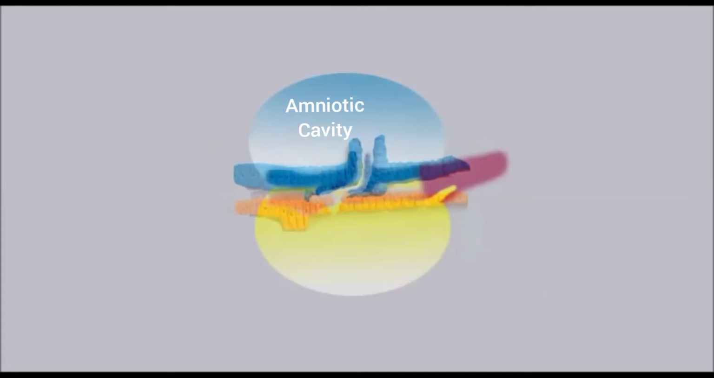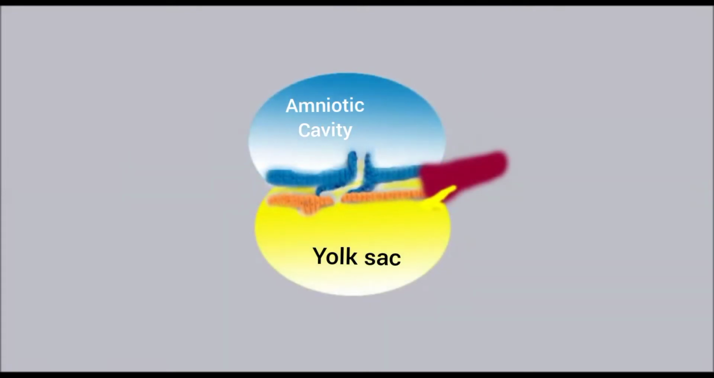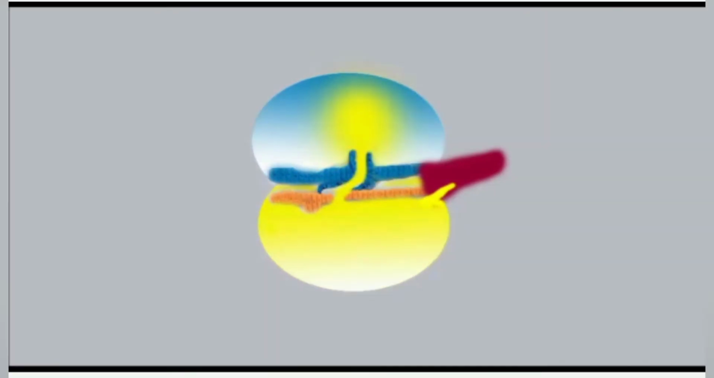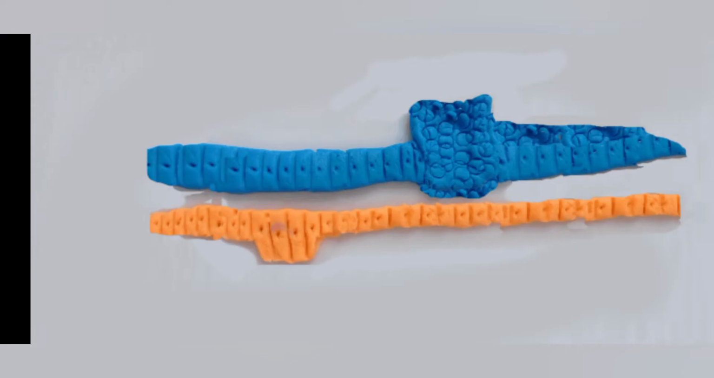This is the zoom out, and that's the amniotic cavity, and below is the yolk sac. This temporary connection allows the nutrients from the yolk sac to diffuse into the amniotic cavity so that it can provide nutrition to the developing notochord and the neural plate. Now watch the entire process again.